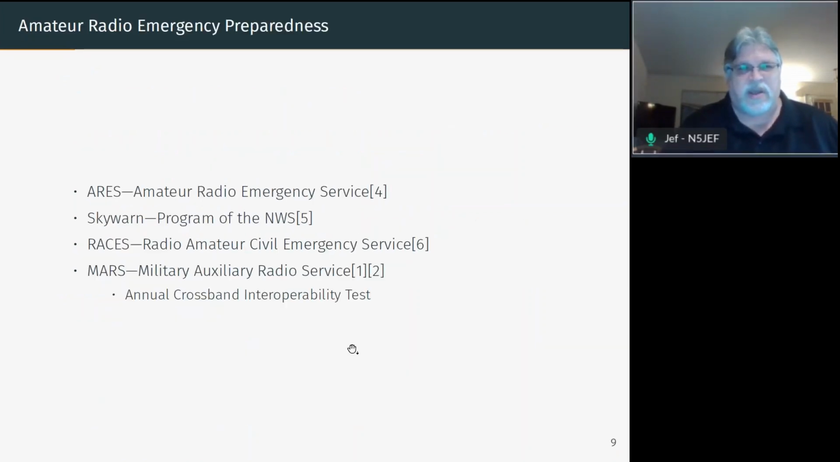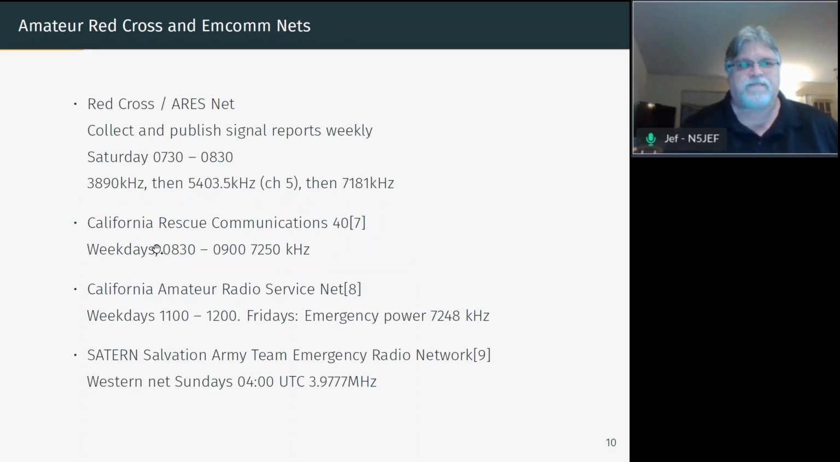ARES practices with HF. We have Skywarn, a program of the National Weather Service, RACES, MARS, we've talked about that. So more amateur radio and amateur and military affiliate programs. Red Cross, AresNet. On Saturday mornings, the Bay Area Red Cross has a weekly net to test NVIS on 80, 60, and 40 meters. I attend that sometimes.